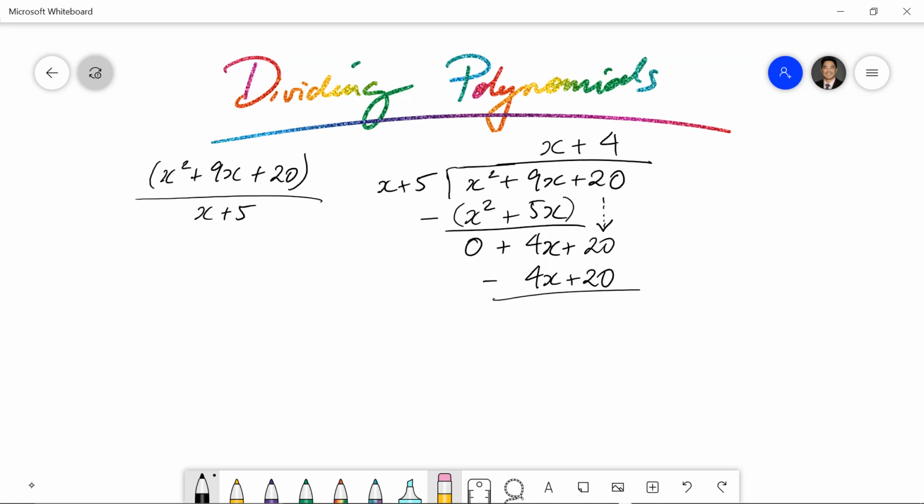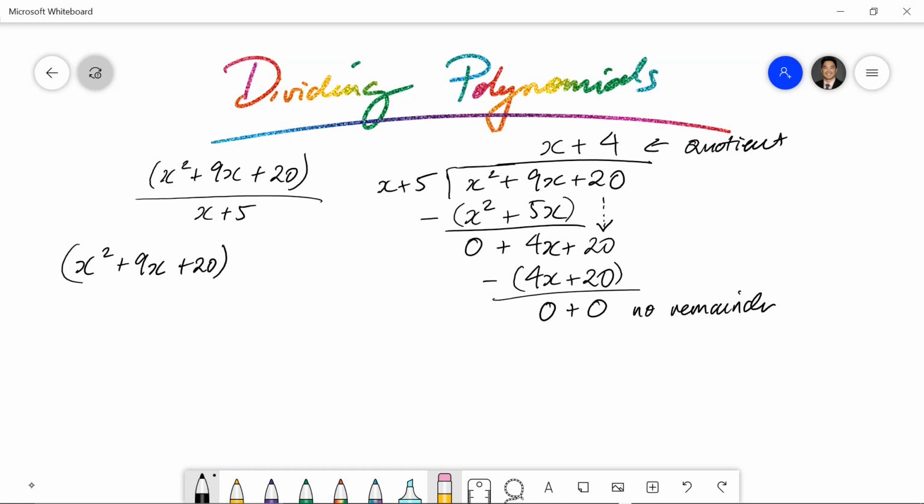We'll do the same thing. We want to subtract these two terms from the top. 4x minus 4x is 0, and the same thing with 20 minus 20 is just 0. So there's no remainder. So what we have here is the answer, the quotient. So we have x squared plus 9x plus 20 divided by x plus 5 is equal to x plus 4.